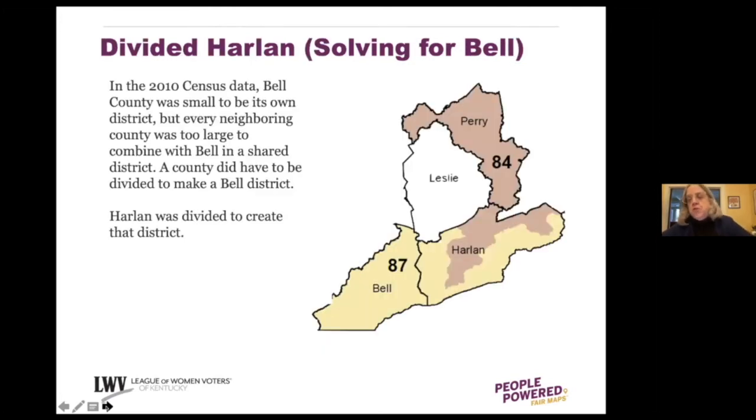I do want to mention, though it's some distance from you, there were 2 places where a county had to be divided even though it wasn't too big.